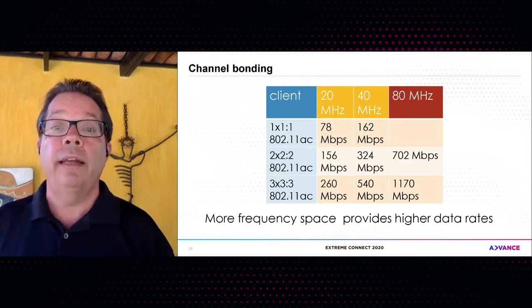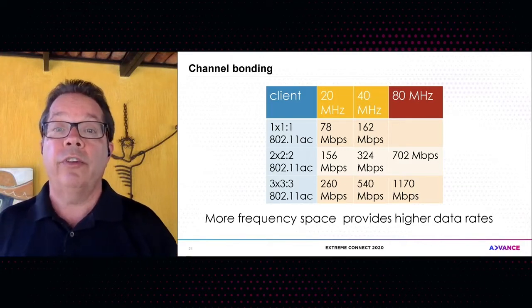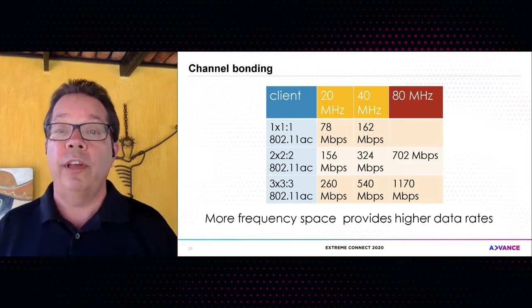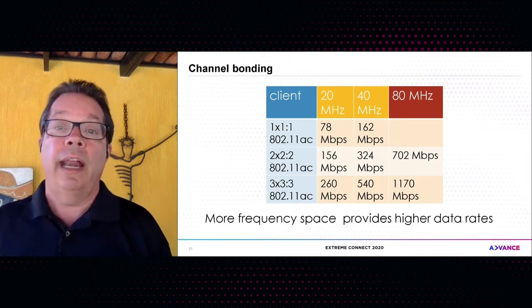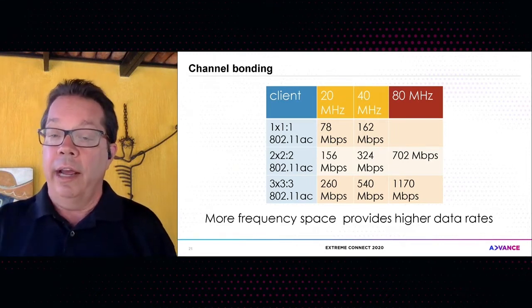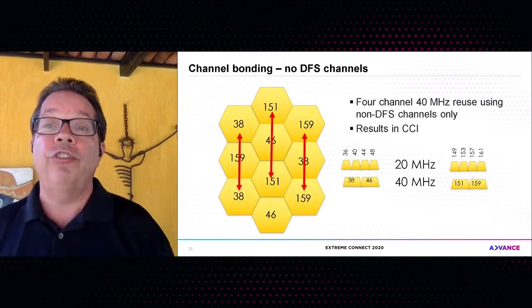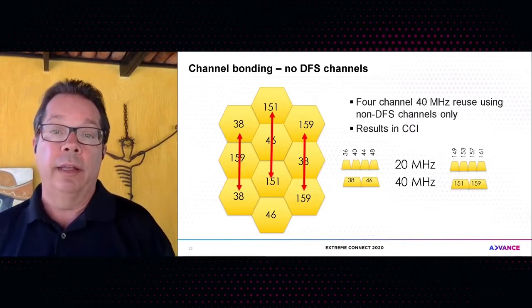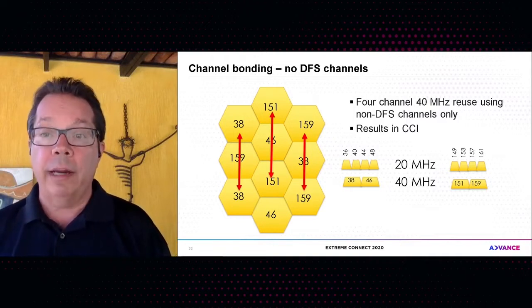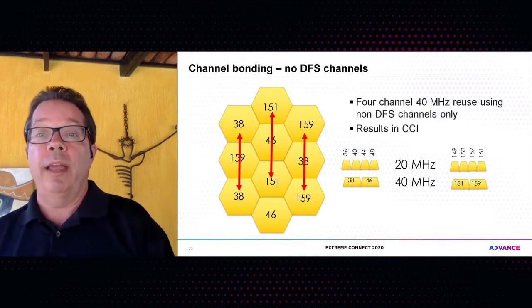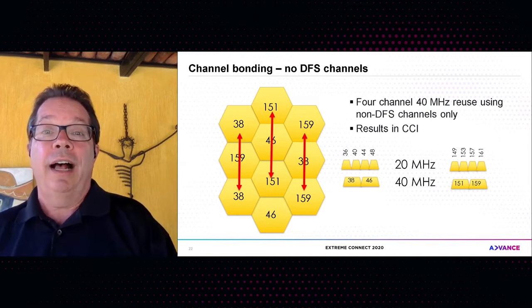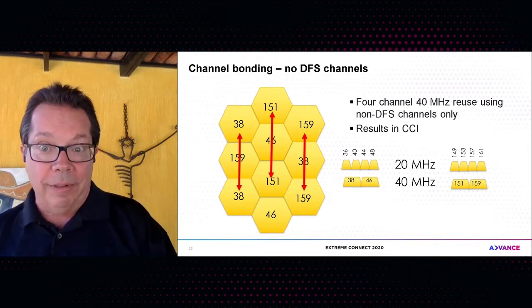You can see that right here. A 2x2 client AC at 20 megahertz could have a data rate of 150 megabits per second, but with a 40 megahertz channel, it could have double the data rate. Now, in theory, that sounds good, okay? But 40 megahertz channels might not always be the best thing, because you've got to design properly.